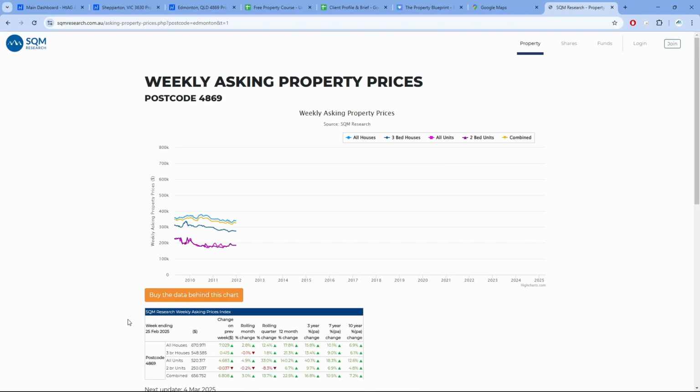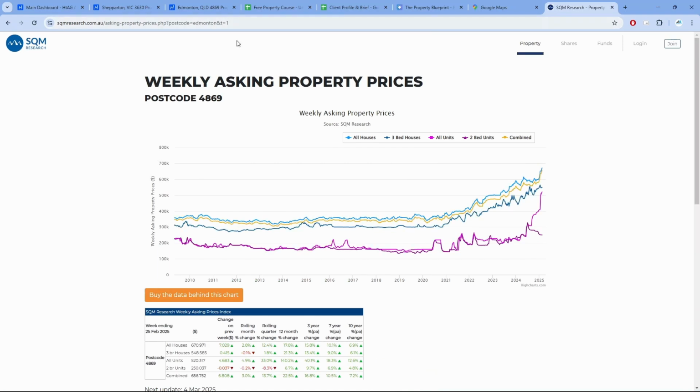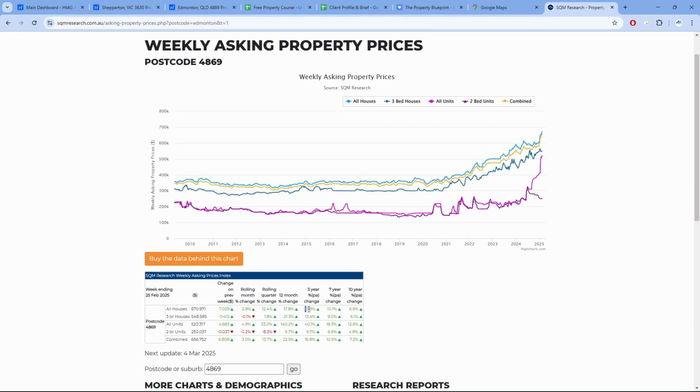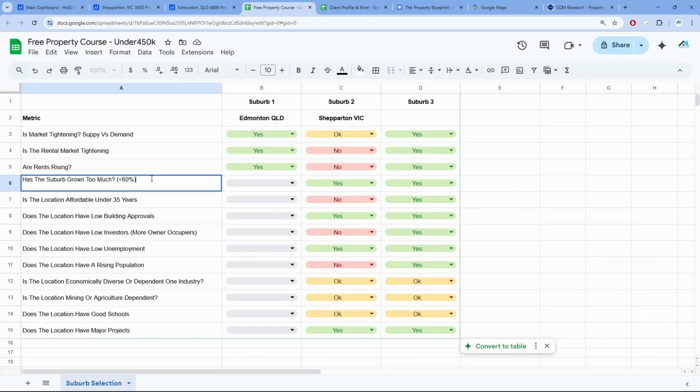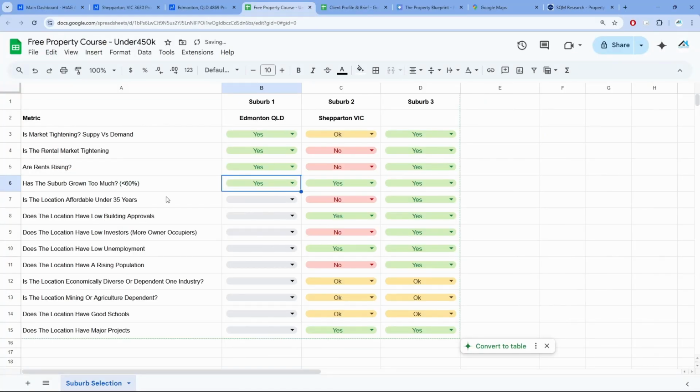If you don't want to trust H-tag, for example, you can also go on to SQM research and look at the past 3-year change growth. Over the past 3 years, you can see it's about 16%, so about 48% in growth. So you can cross-reference the statistics, but it's still less than 60%. So I'm going to consider that location as yes.